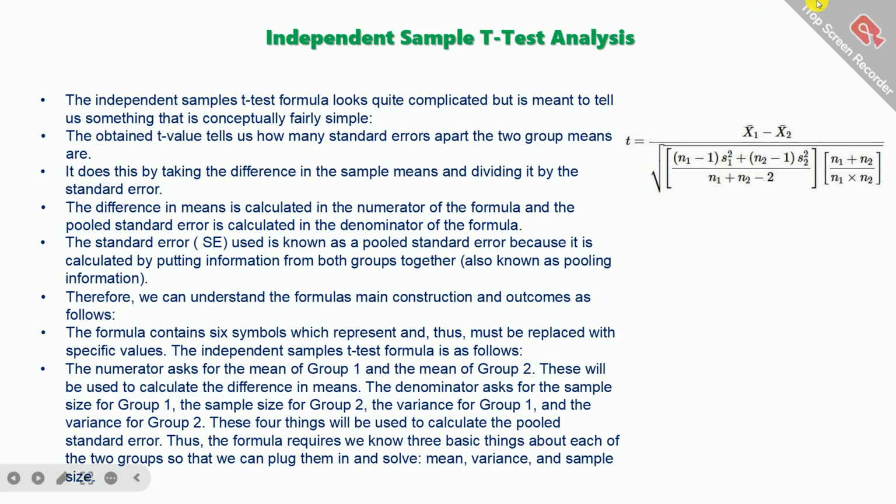And these are evident here in this formula. These four things will be used to calculate the pooled standard error. Therefore, the formula requires that we know three basic things about each of the two groups so that we can plug them in and solve this formula, that is mean, variance and the sample size.